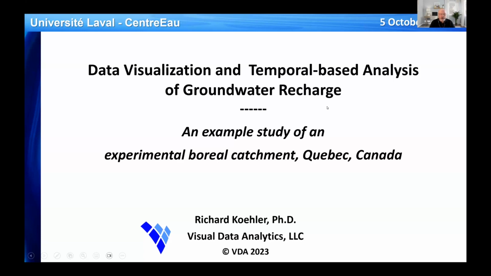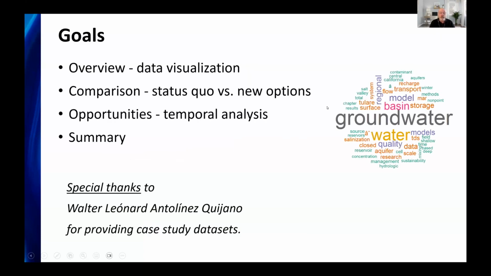Let's go ahead and get started here. The goals of this talk are pretty simple. I'm going to focus on data visualization, so I'll have an overview of the material. I want to do a comparison of what we have out there already and show some of the limitations, that we can do better. I want to step this up.